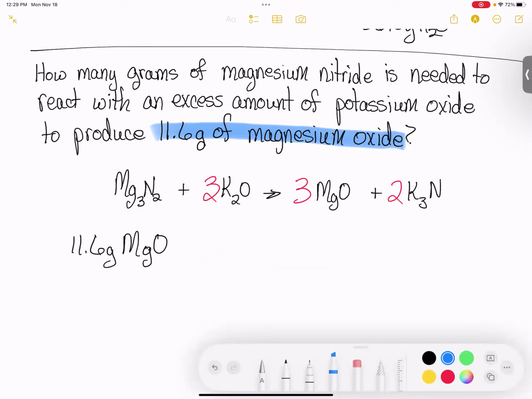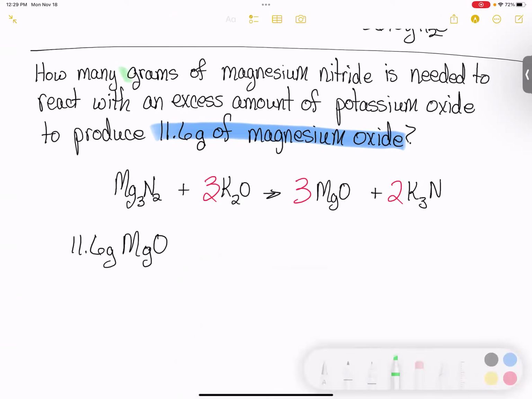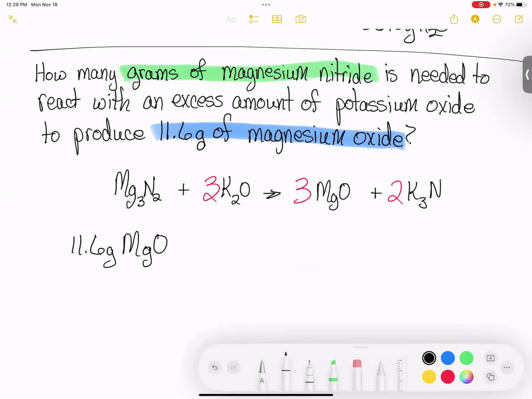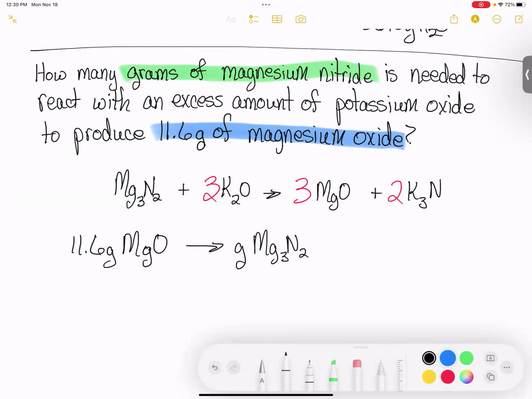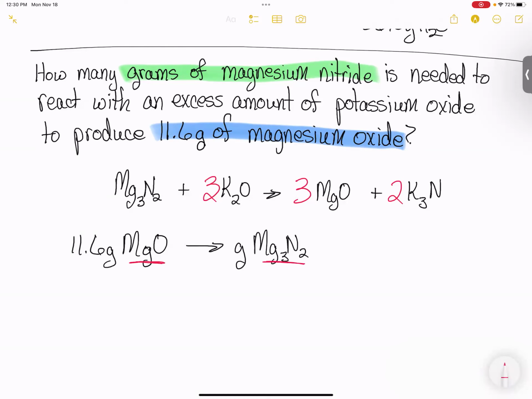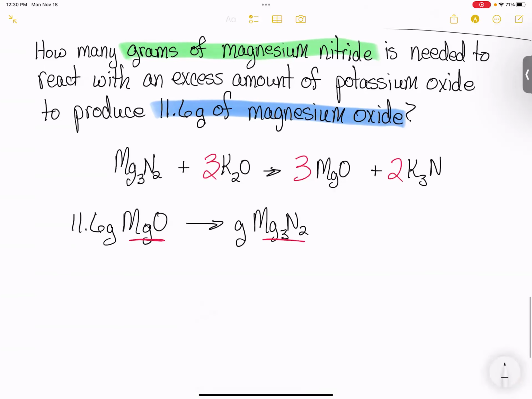What have I been asked to solve for? I have been asked, what are the grams of magnesium nitride? First thing I notice is my substances are different. What conversion factor do you need if your substances are different? Mole to mole. And where does the mole to mole come from?